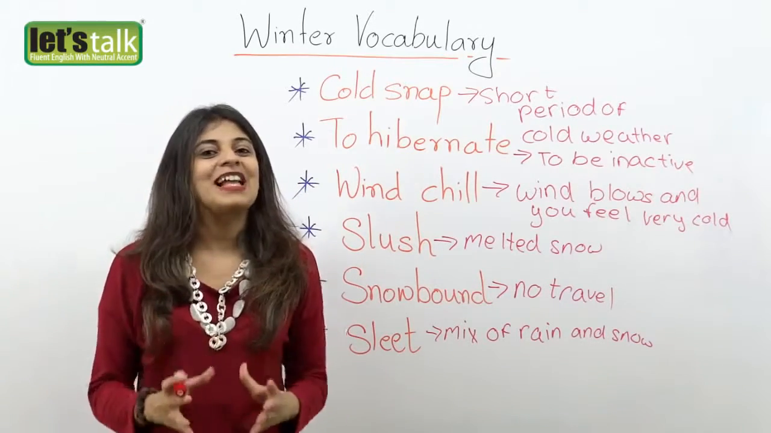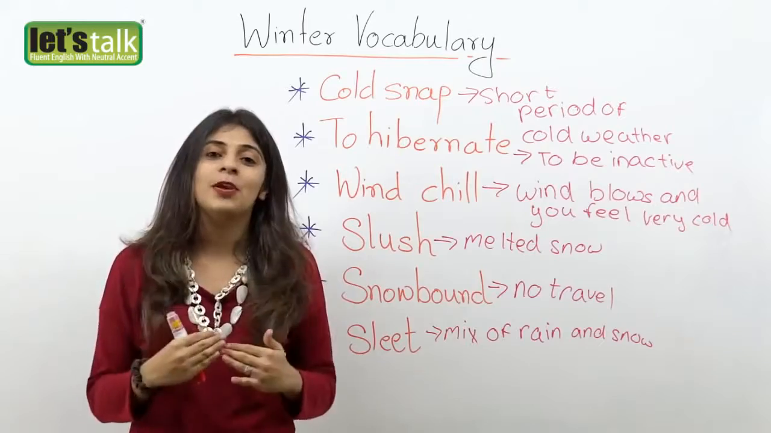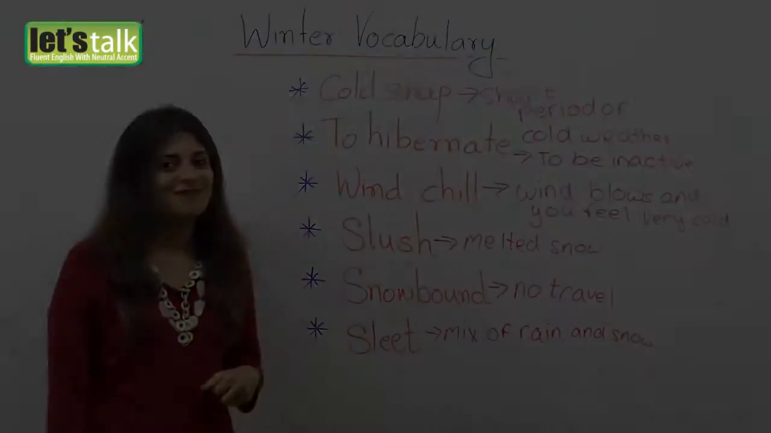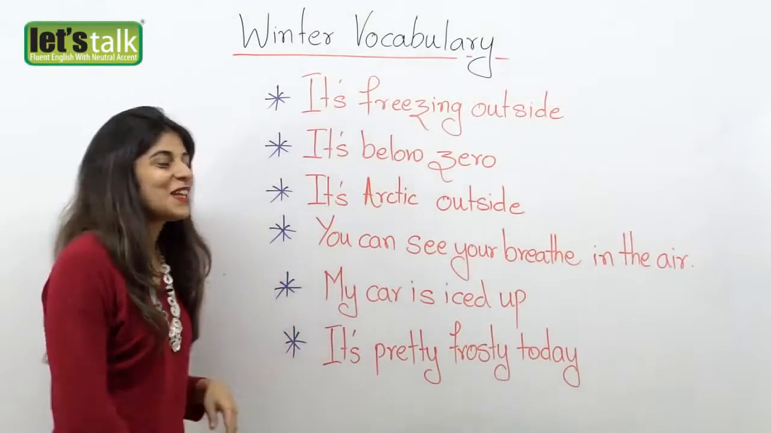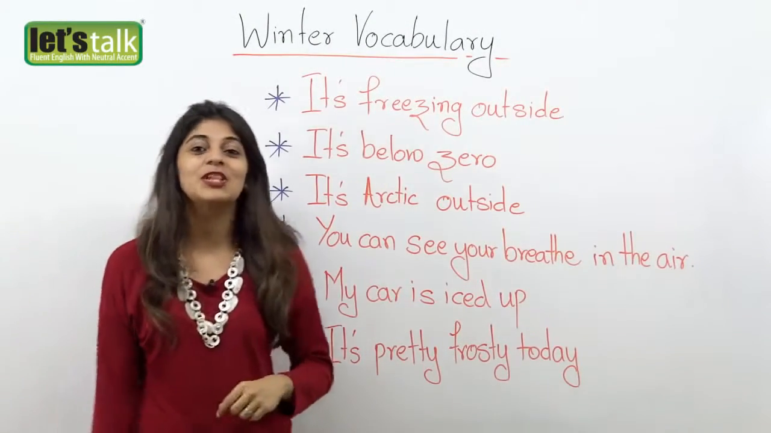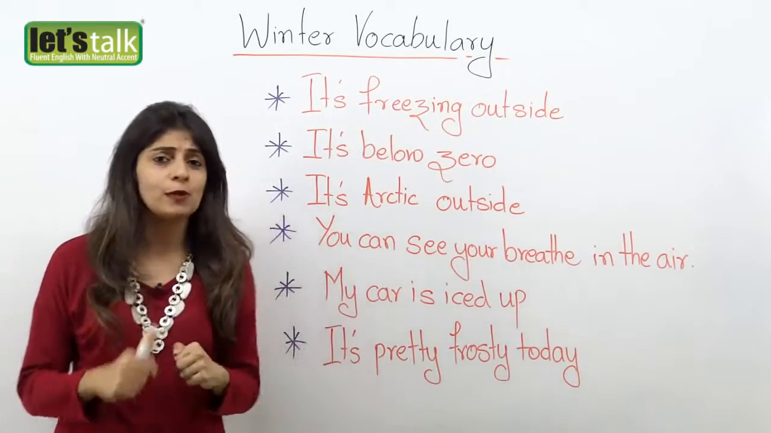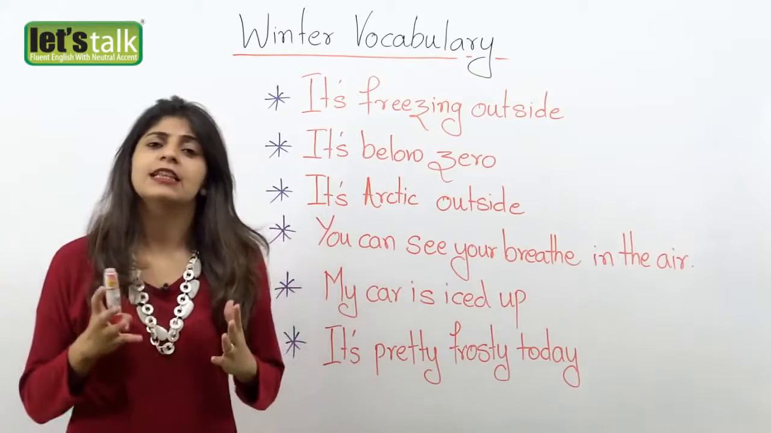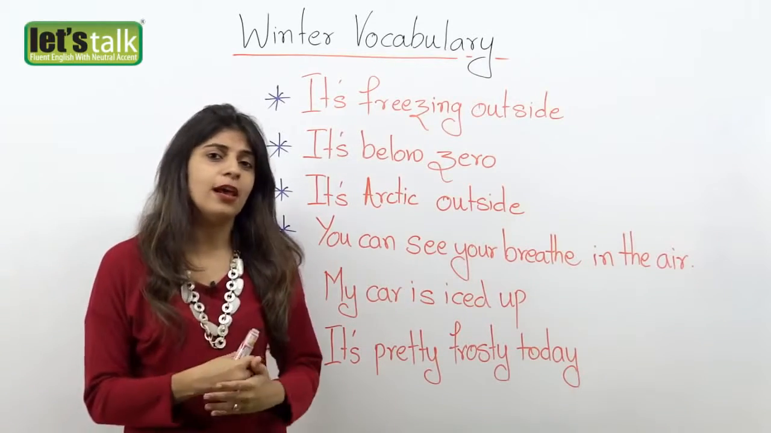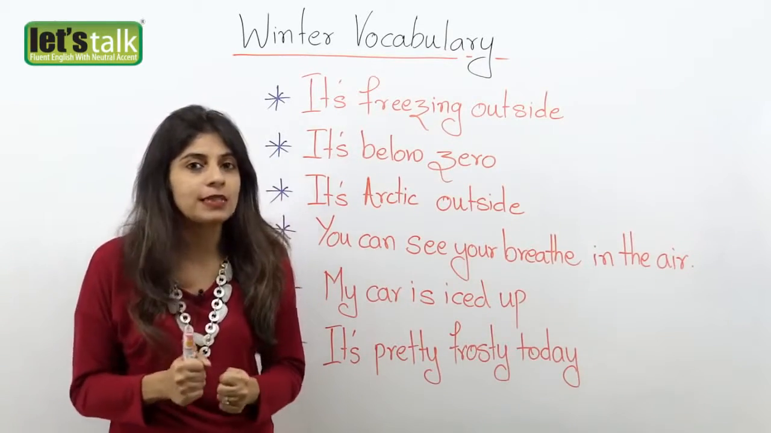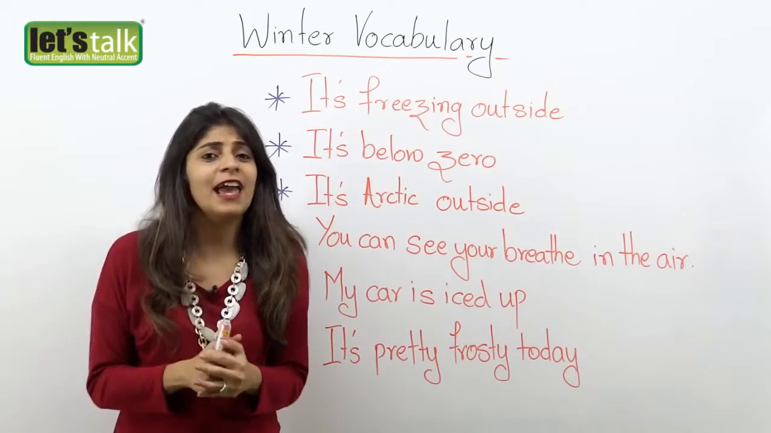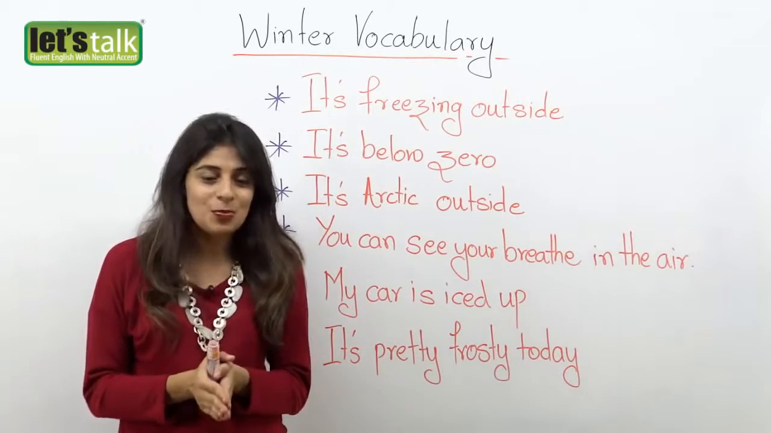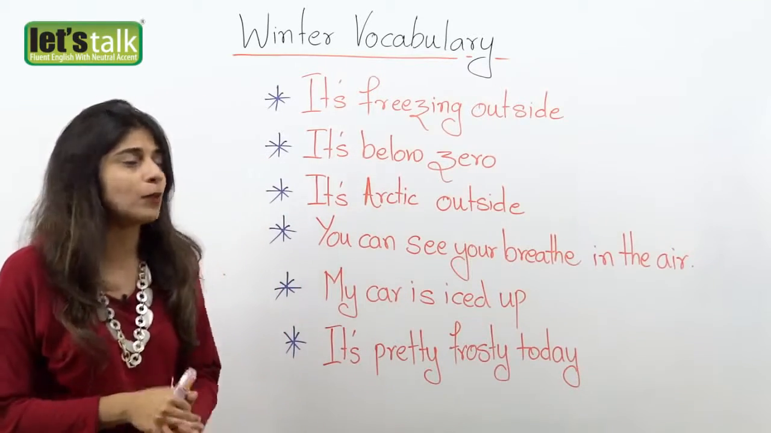And now let's look at some phrases that would help you to tell people that it's really cold outside. Alright, so here are some expressions for you that you can use when it's very cold. It's freezing outside. So this indicates that the temperature has really gone down and it's very, very cold. So if you meet someone, hey, how you doing this morning? It's freezing today. Which means it's extremely cold.